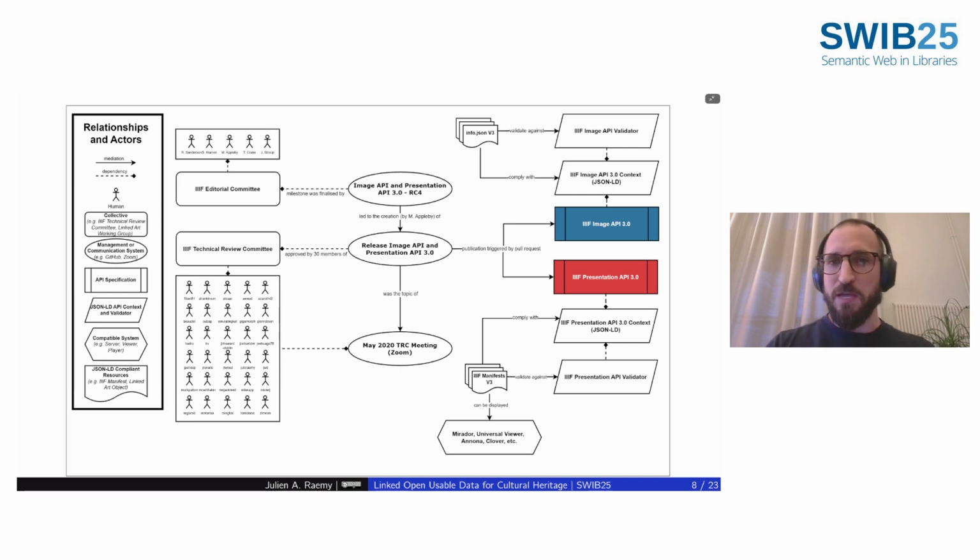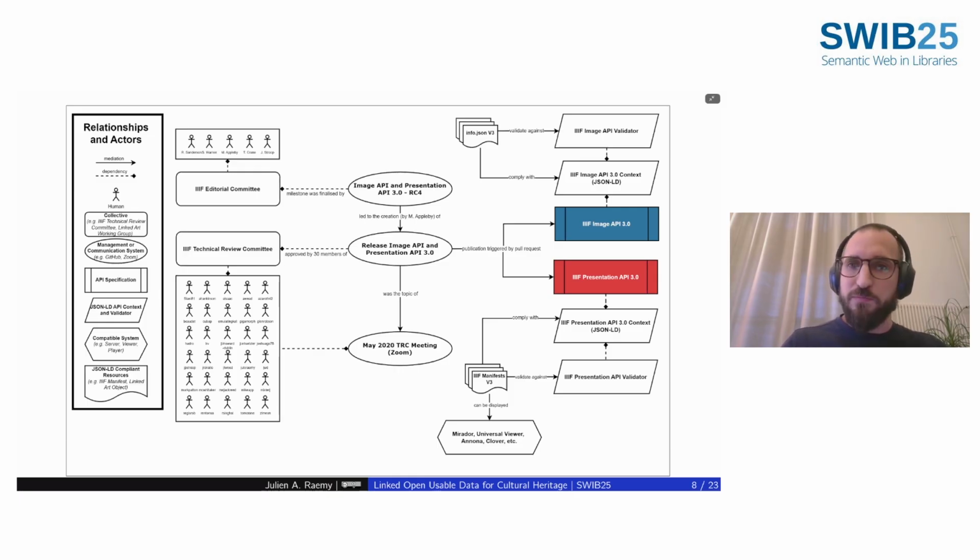And here is one example of consensus building. A quite major milestone in the IIIF community was the release of the IIIF Image and Presentation APIs 3.0 in 2020. It illustrates the process taken to review, validate, and release both of these specifications. You see that it starts with the groups, so that's the editors.